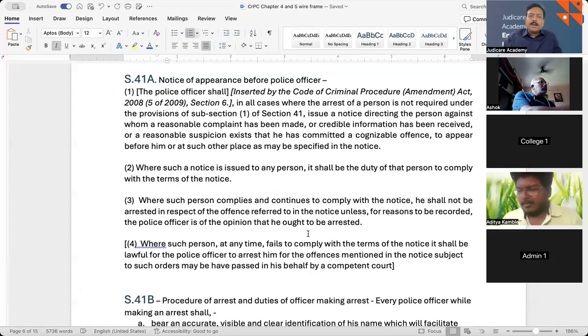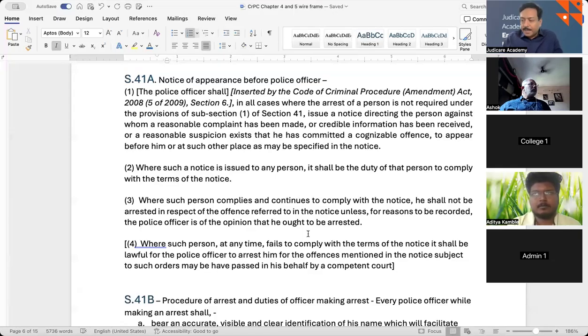Number two, where such a notice is issued to any person, it shall be the duty of that person to then comply with the terms of the notice. Now, if the person defaults, it's a problem to himself or herself. Where such person complies and continues to comply with the notice, he shall not be arrested in respect of the offense referred to in the notice, unless, for reasons to be recorded by the police officer, he is of the opinion that he ought to be arrested.